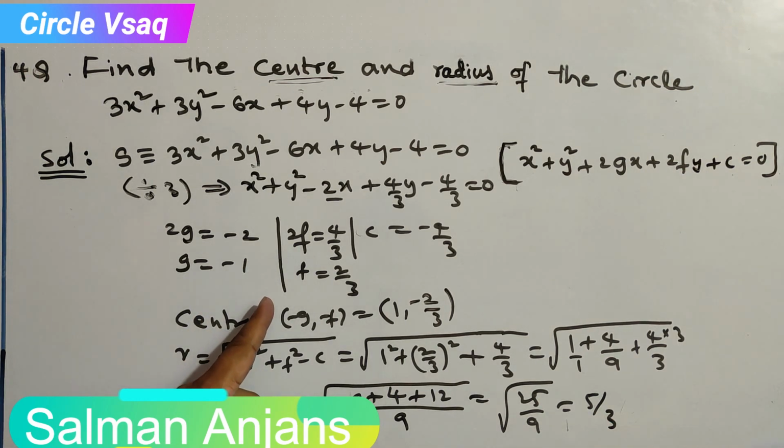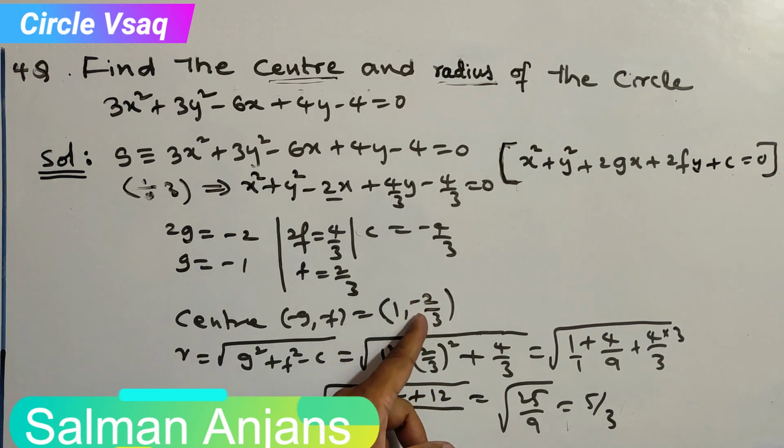Therefore, the center of the given circle, (−g, −f), is (1, −2/3) and radius r equals 5 by 3. Got it?